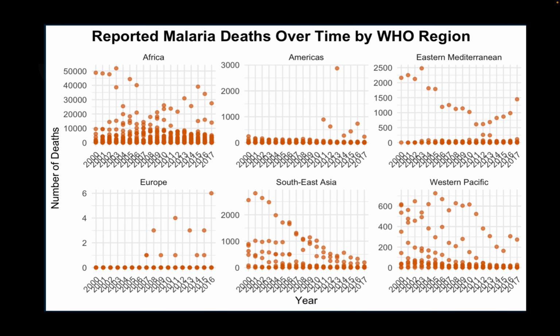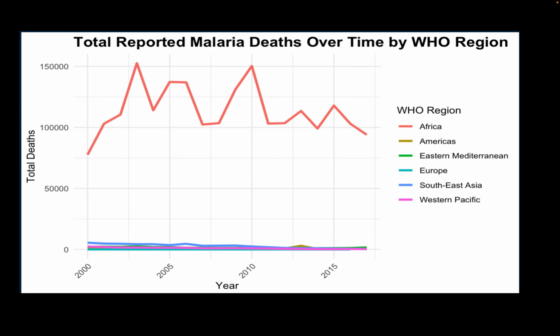Supporting this idea, we wanted to investigate which region had the most impact on these rates. So we did a faceted regions scatter plot, including Africa, Americas, Eastern Mediterranean, Europe, Southeast Asia, and Western Pacific. As we can see in the scatter plots, there are lots of outliers, Africa being the most prominent one. Here is a line graph supporting this idea that Africa is the main contributor to malaria cases and deaths over all of these regions.